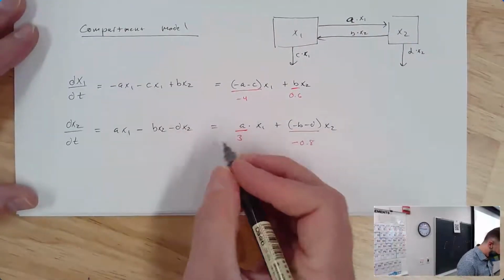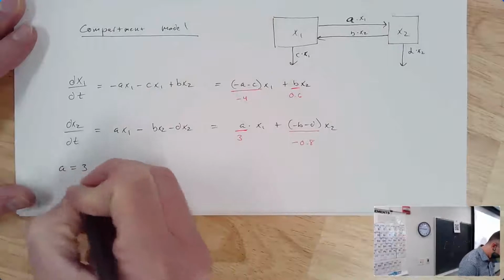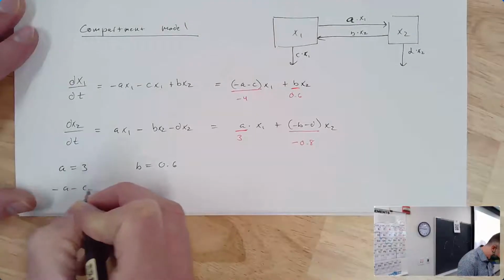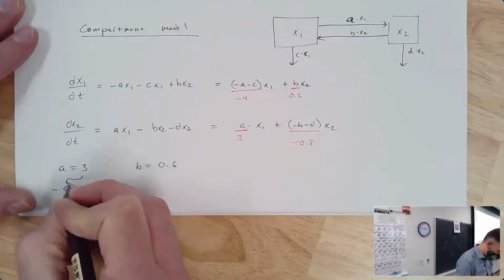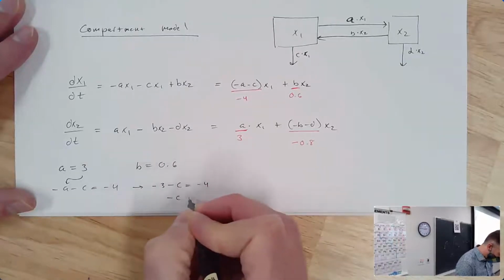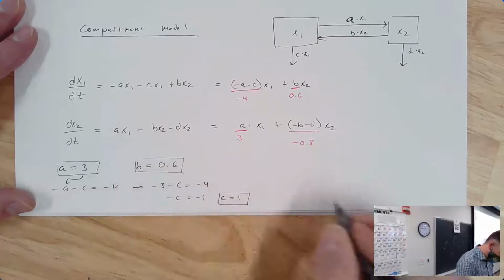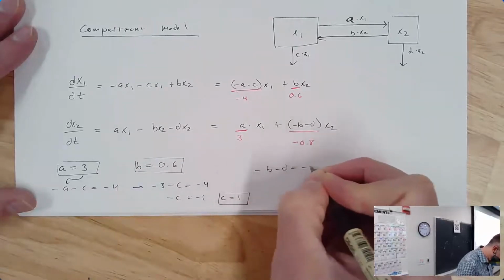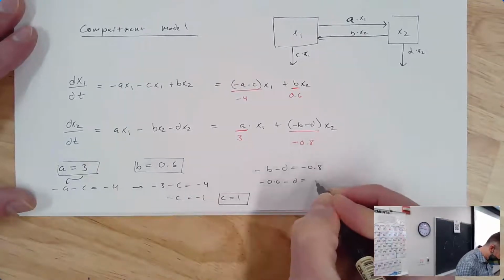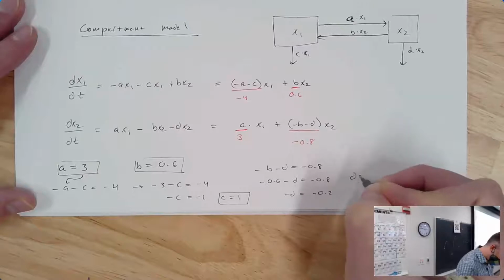So I've got b and a real easily. A equals 3, b equals 0.6. Negative a minus c equals negative 4, but a is 3. So negative 3 minus c equals negative 4, so negative c equals negative 1, so c equals 1. And negative b minus d equals negative 0.8, but b is 0.6. So negative 0.6 minus d is negative 0.8, so negative d equals negative 0.2. So d is 0.2.